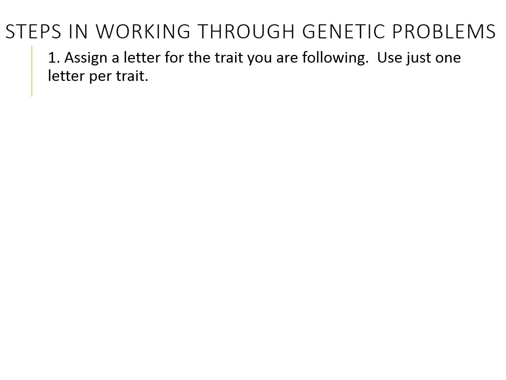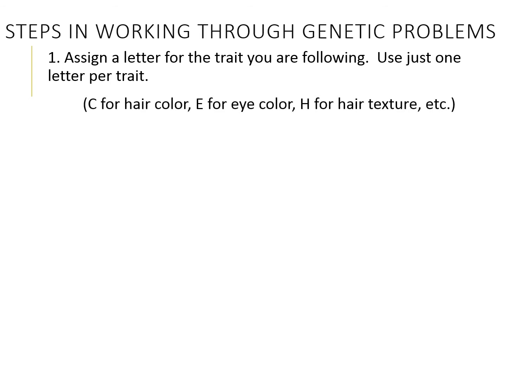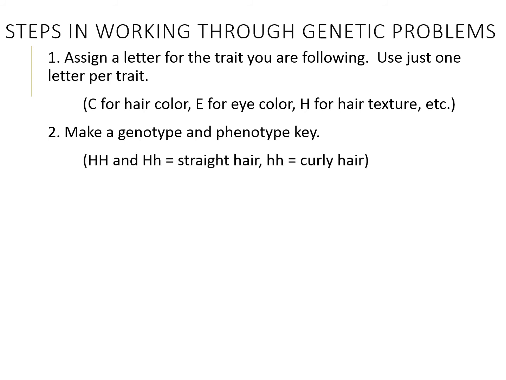Steps in working through these problems. Number one, assign a letter for the trait you are following, and just one letter for this course. So any problem I assign you, just one letter, that's fine. For example, C for hair color, I for eye color, H for hair texture, something like that. Make a genotype and phenotype key. So write out big H and big H, little H, all equals straight hair, little H equals curly hair.